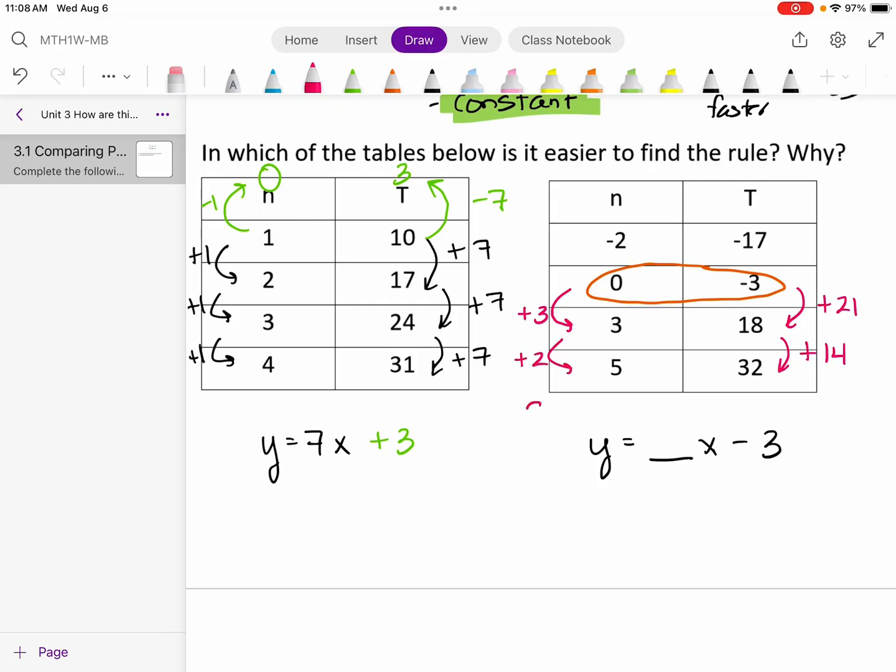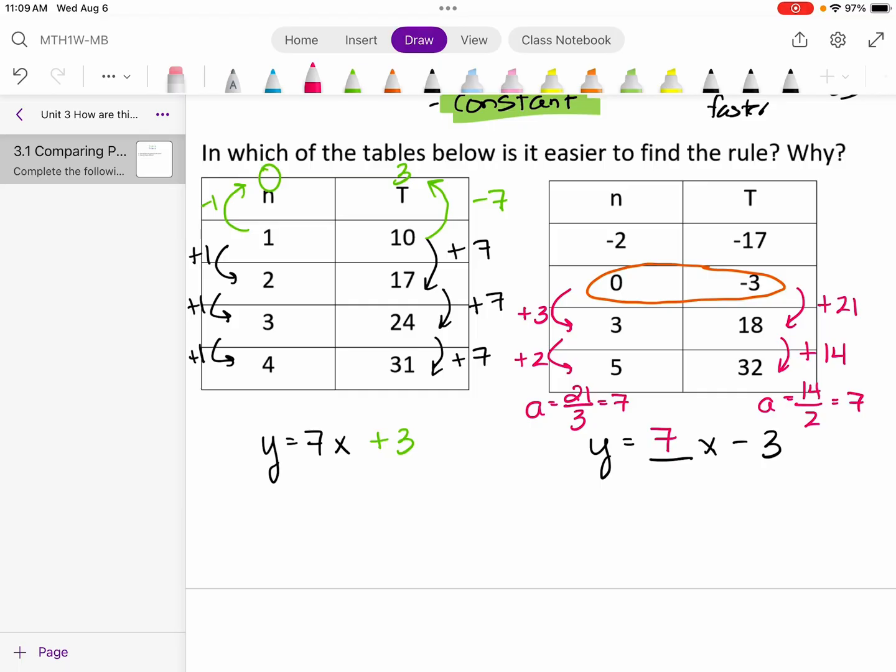So if I try to find my rate of change, I'm going to take my change in y, over how much my x values are going up by: 21 divided by 3, which gives me 7. And then I check to make sure that the other one is growing by the same amount. So I'm going to go 14 divided by 2, and that gives me 7 as well. So in this case, I get 7x minus 3 because my rate of change was 7.